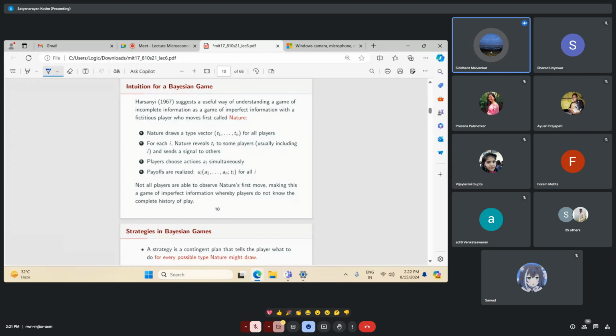So, nature draws a type vector for all players. Nature is a player, okay? Nature is the name of the player. So nature draws a type vector, that is the combination. Vector is nothing but the collection of the types of the players, T1, T2, up to Tn. All these are types of the players, and together they make the vector. Okay. Then for each i, nature reveals Ti. So for each player i, nature reveals Ti to some players, usually including i, and sends signals to the others.